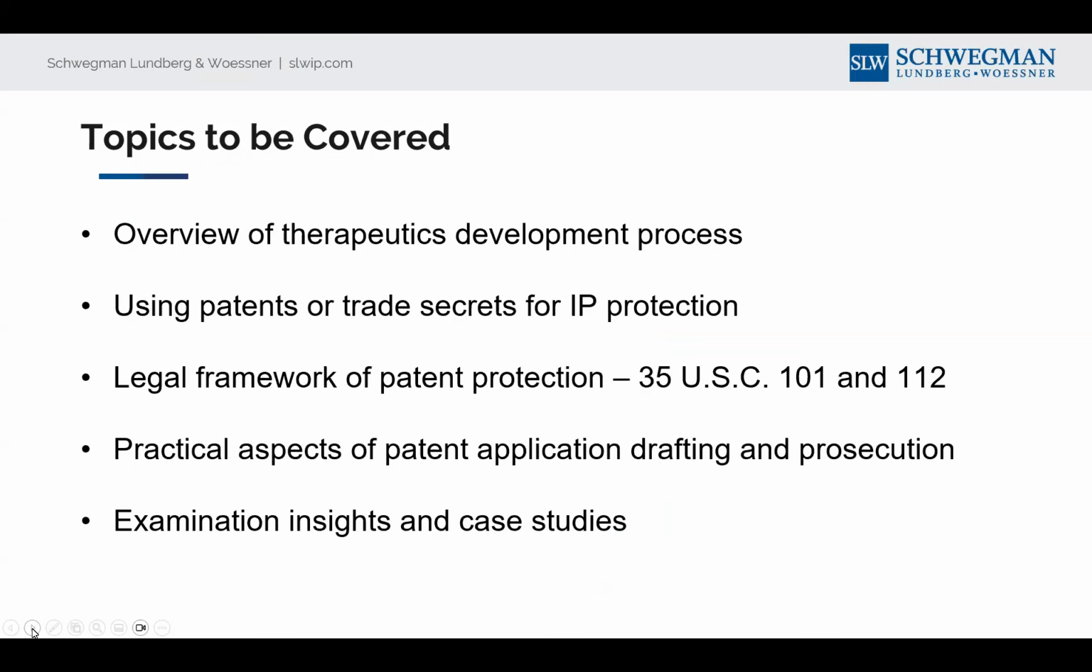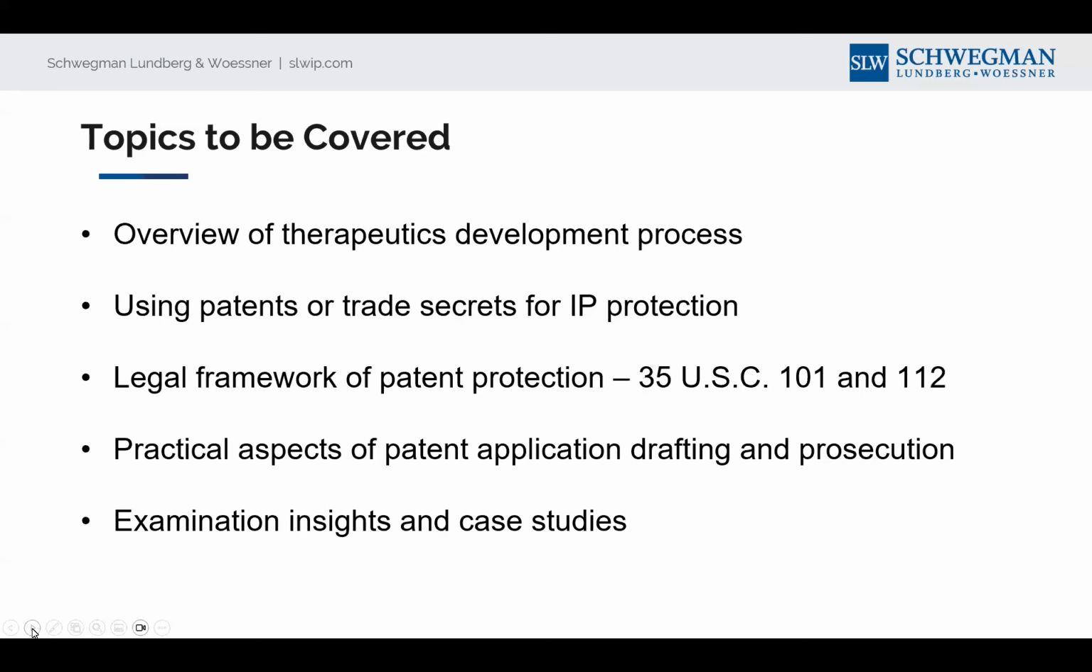So our topics to be covered today is we'll just look briefly at the therapeutics development process. Most of our discussion today is going to be around patents, but I do want to mention trade secrets and some of the considerations of patents versus trade secrets. And then a legal framework for patent protection. We're going to focus on sections 101 and 112 of US Code.